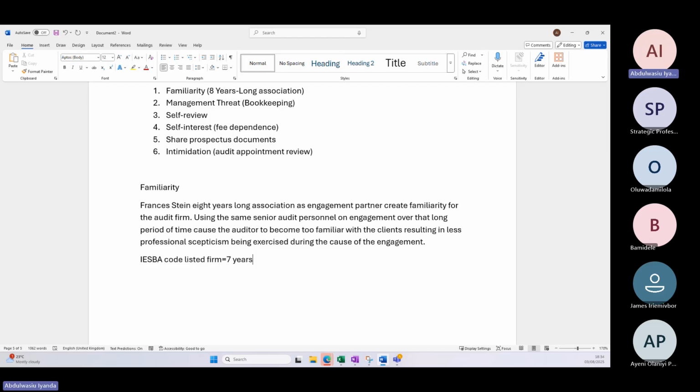So that is, if it is listed, it should be what? It's a listed client, the key partner should be rotated for 7 years. Please don't forget that.